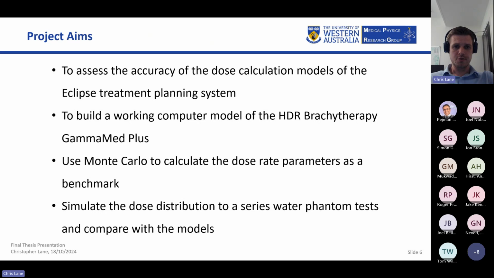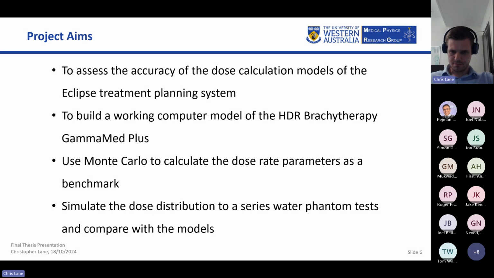So the aim of this project was to attempt to assess the accuracy of these dose calculation models in the Eclipse planning system. I was attempting to build a working computer model of an HDR Brachytherapy GammaMed Plus source, which is the one that we have here at Charlie's. I was then going to use a Monte Carlo simulation to calculate dose rate parameters as a benchmark to make sure that my simulation was working at all, because I'd never done this before. I've never worked with a simulation, and it's important to make sure that it was working correctly.